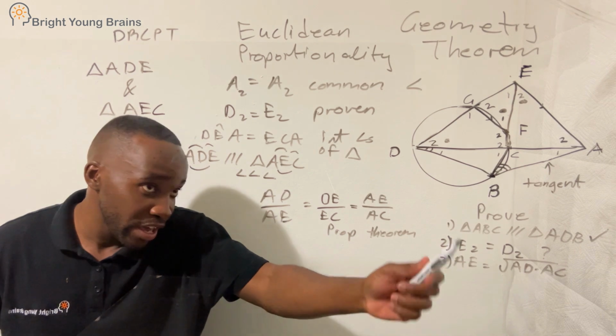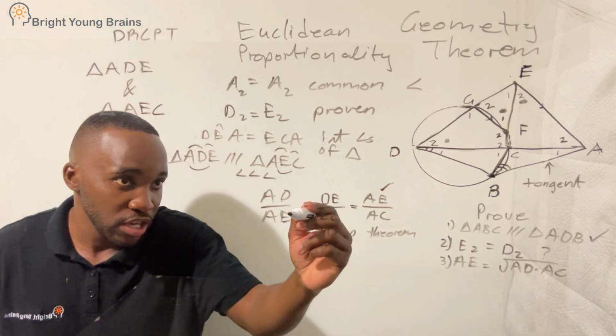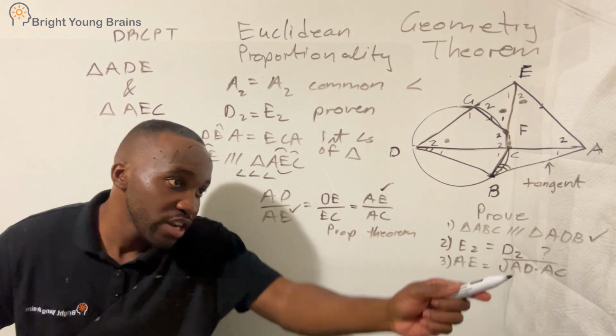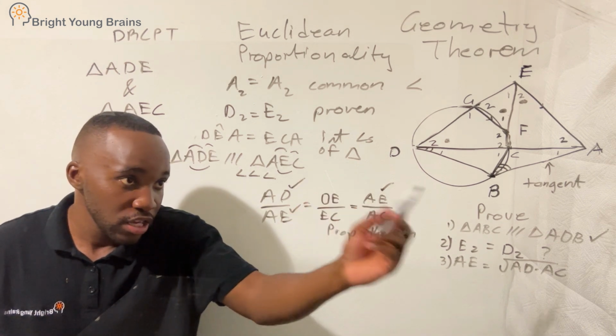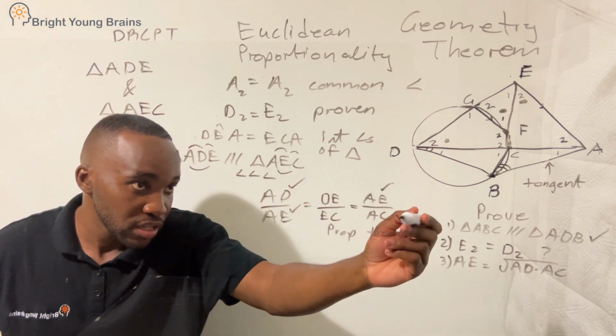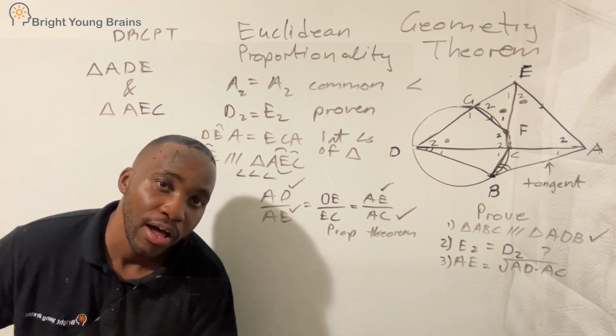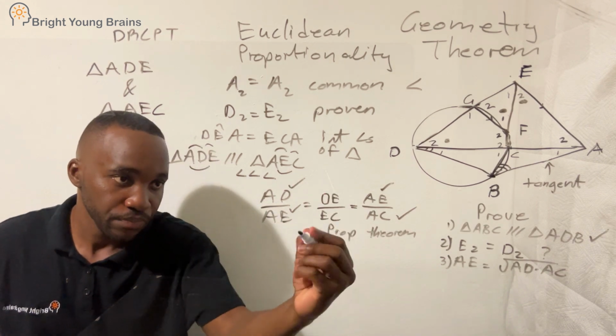So obviously we need AE. Two of them have AE, which is perfect. And then we need AD. This has AD. We need AC. This is AC. Voila. We're going to take these two.